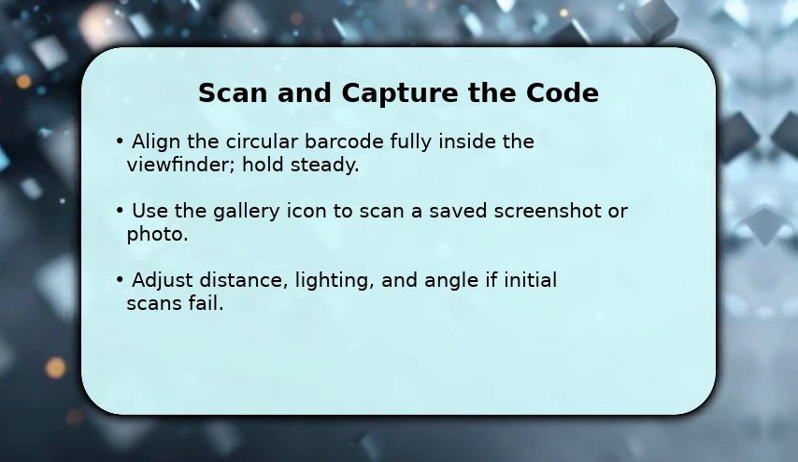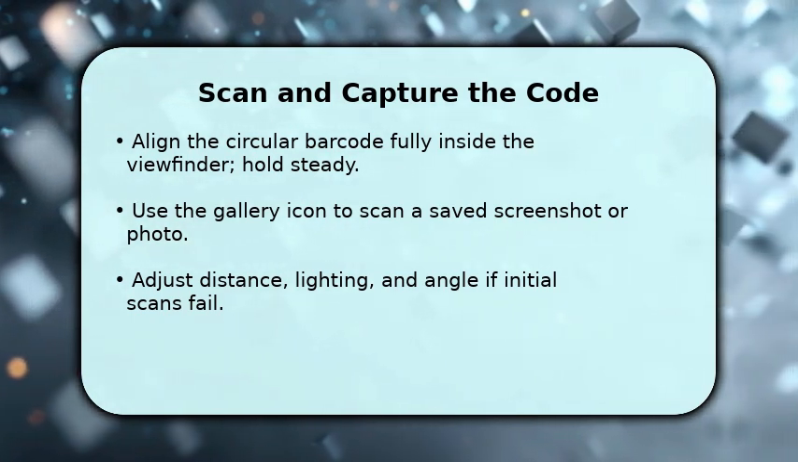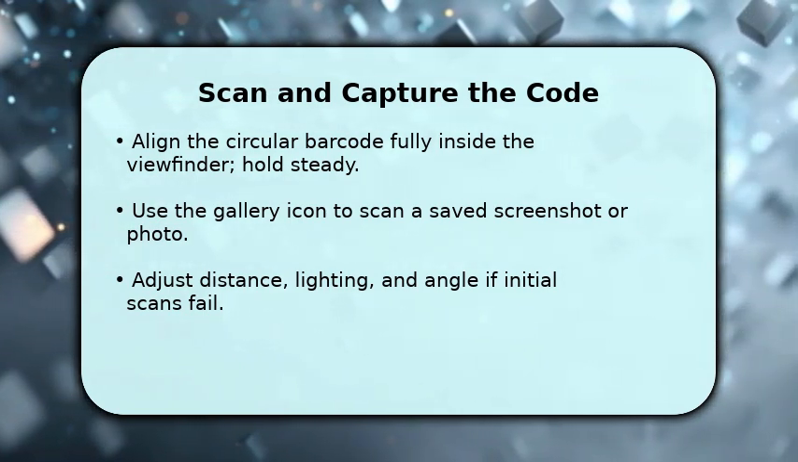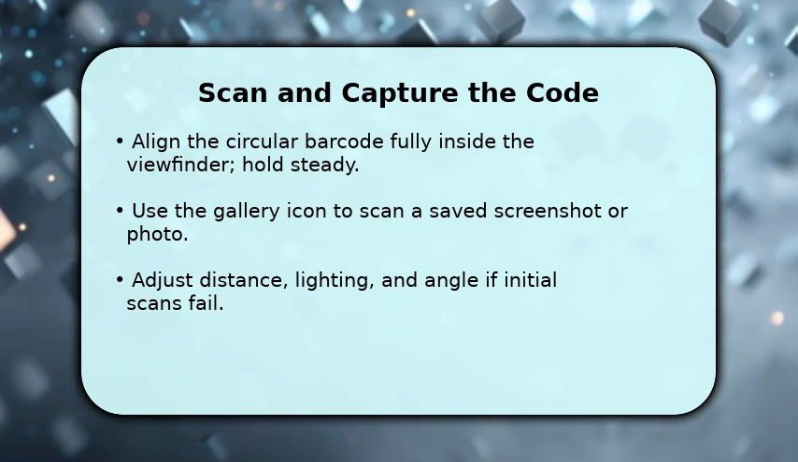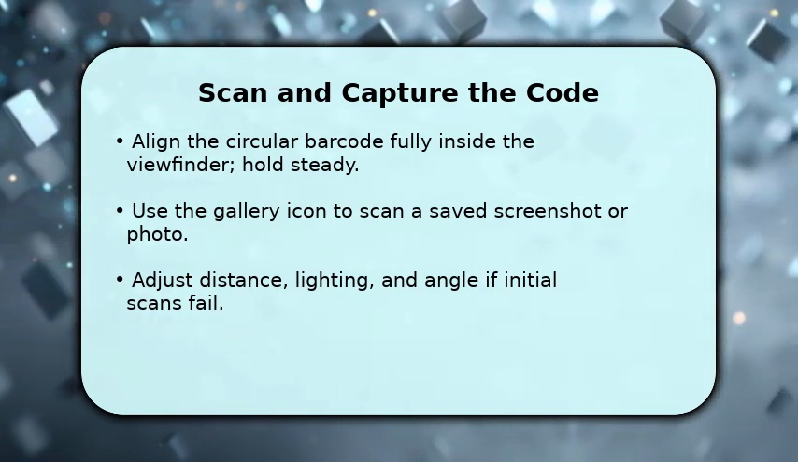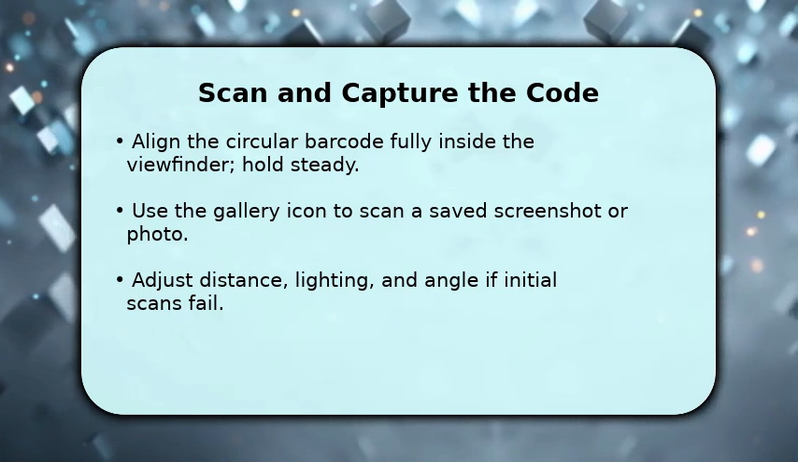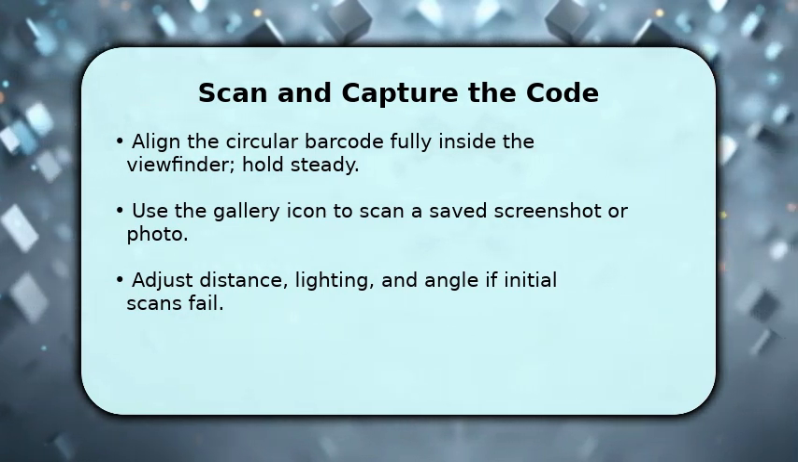If the code is a saved photo, tap the gallery icon and pick that image. This bypasses live camera issues. Make small adjustments to distance and angle if the scanner struggles, and tap once to refocus if needed. Once the app recognizes the pattern, it will instantly open the linked song, album, playlist, or profile.